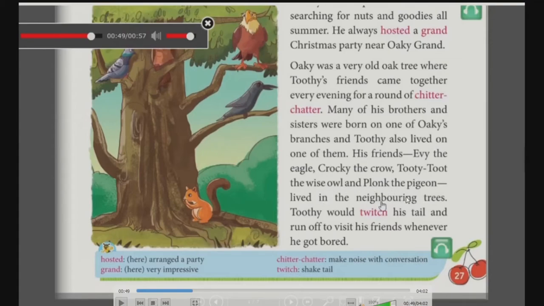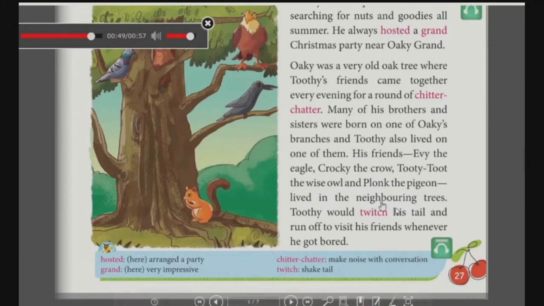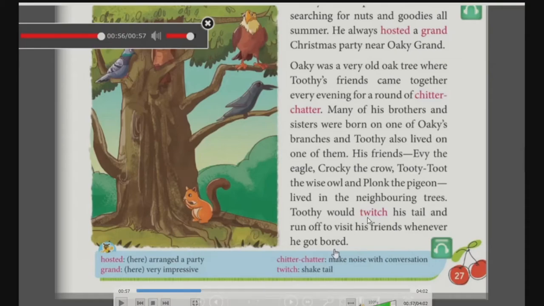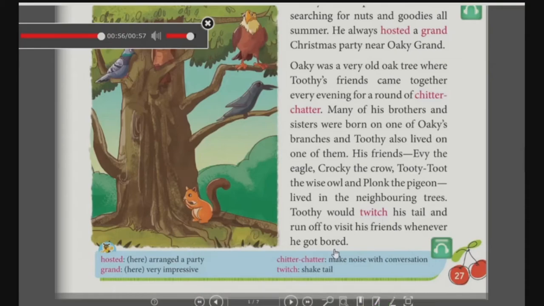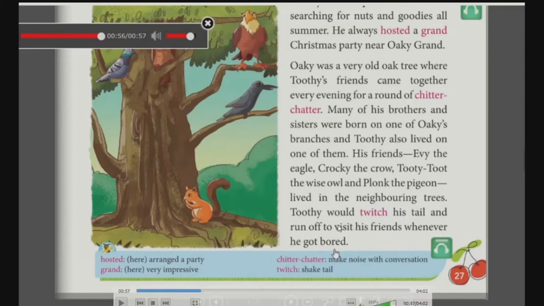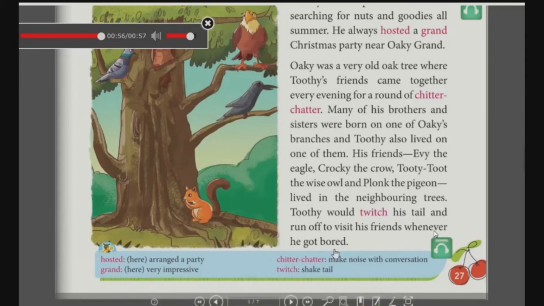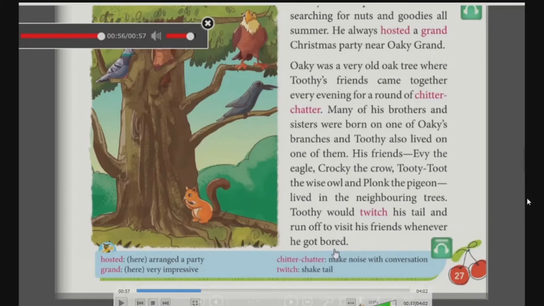Lived in the neighboring trees. Neighboring means whichever is close by. In Hindi we call it pados mein. Toothy would twitch his tail and run off to visit his friends whenever he got bored. In the video that I had sent, I had explained what twitch is. To move a tail suddenly. Toothy would twitch his tail and run off to visit his friends whenever he got bored.